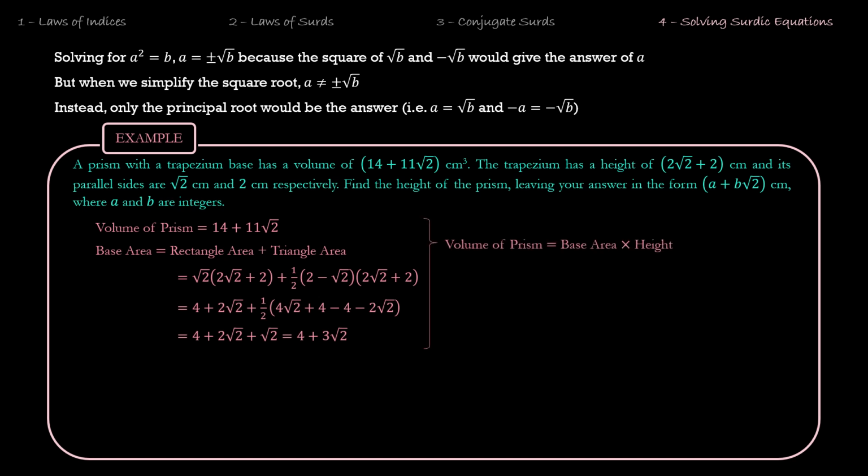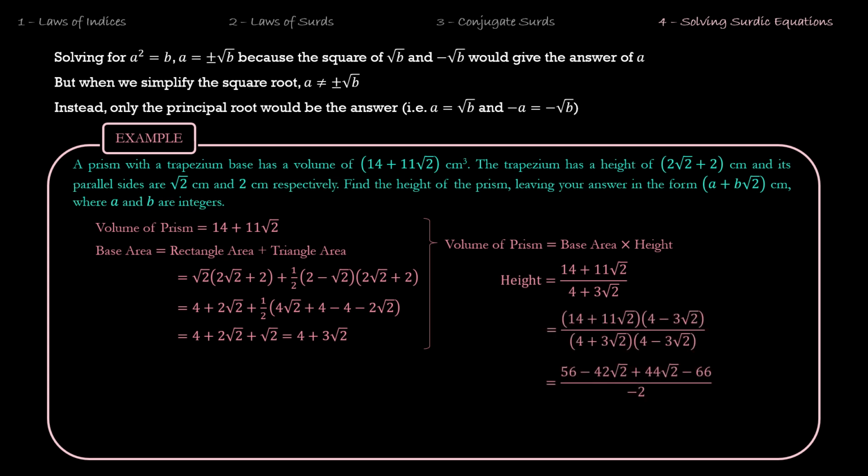Next, we can go about finding the height of the prism. This will be taking the volume of the prism and dividing it by the base area. We then rationalize the denominator and simplify the expression to get 5 minus square root of 2.